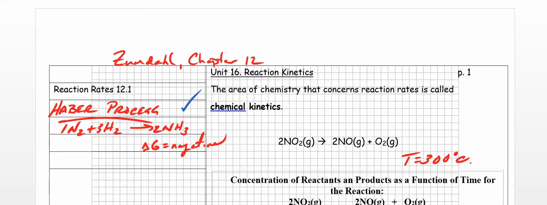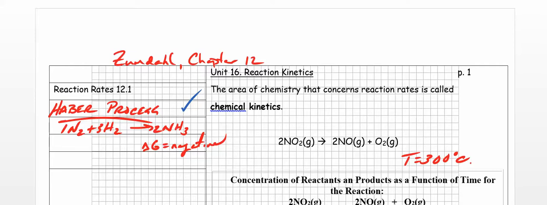And by the way, if you haven't gone through those videos on thermodynamics, you should do that before you begin this process of reaction kinetics. Delta G being negative means it's a very highly spontaneous reaction. It's going to happen. But that doesn't necessarily mean it's going to happen fast.